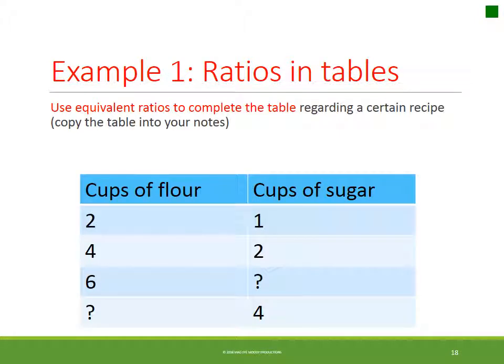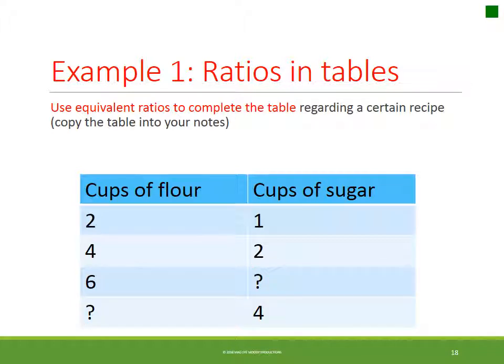Let's do an example. We're going to use equivalent ratios here to complete the table, and this table is a pretend recipe. You want to make sure you copy the table into your notes. As you draw the table in your notes, you want to make sure that you are focusing on the question marks here. We're going to fill in the slots that have the question marks, and we're going to use equivalent ratios to do this.